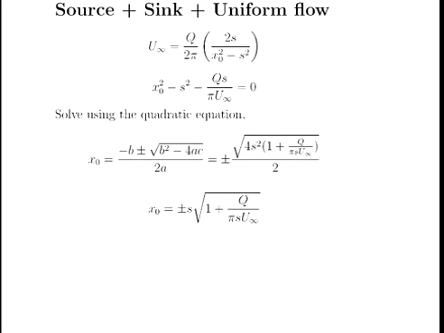Maybe I was just being thorough, just in case b wasn't equal to 0. But anyway, there's an easy solution to that expression, which is going to give us the location of the stagnation points surrounding that source and that sink with the uniform flow.